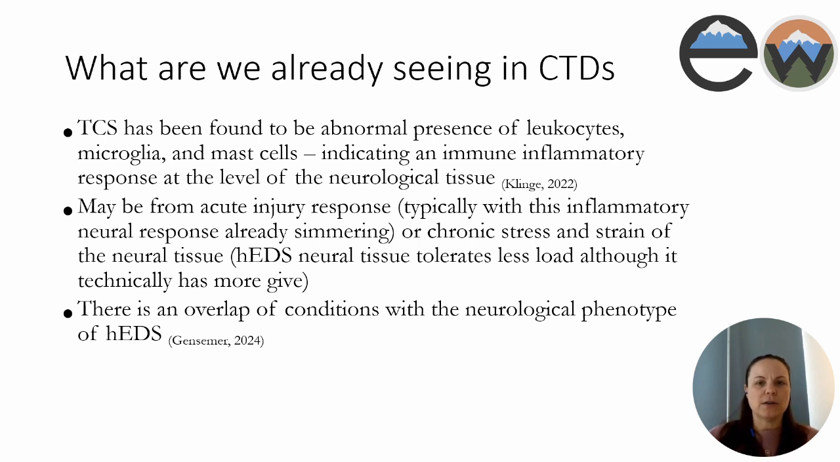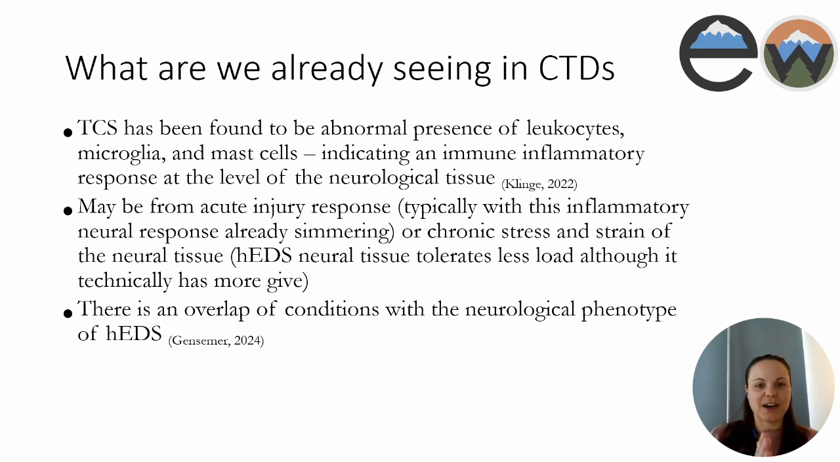What we do know from the studies that have been done is that when they biopsy the tissue, there is abnormal presence of leukocytes, microglia, and mast cells. And that indicates that there is an immune inflammatory response that happens at the neurological tissue. So to simplify, and not bring all of my nerdy neurological stuff in here, just understanding that if somebody has a diagnosis of tethered cord syndrome in the population of a connective tissue disorder, that I am very hopeful that somebody has had the conversation of why is your immune system having a reaction, and why has it chosen your spinal cord to do so.